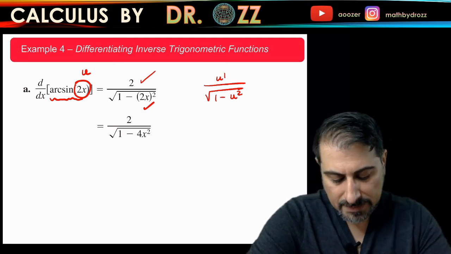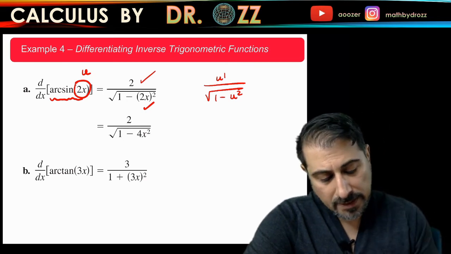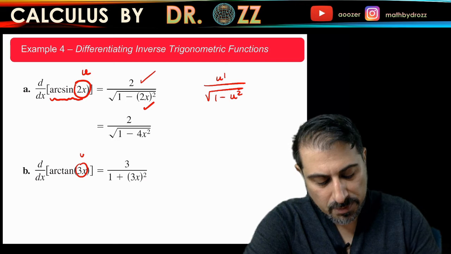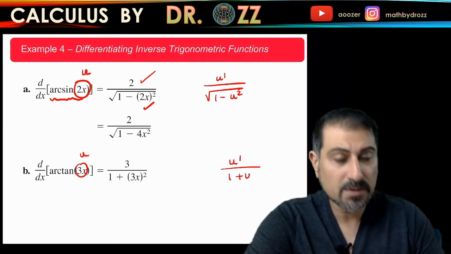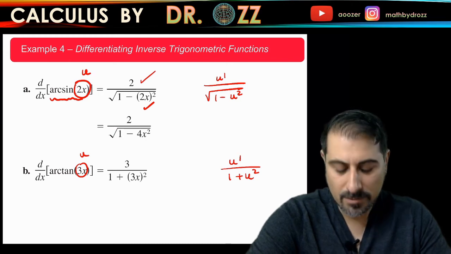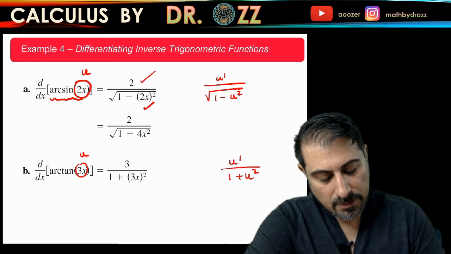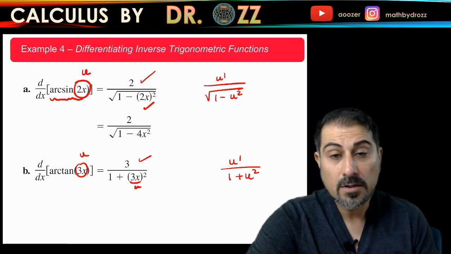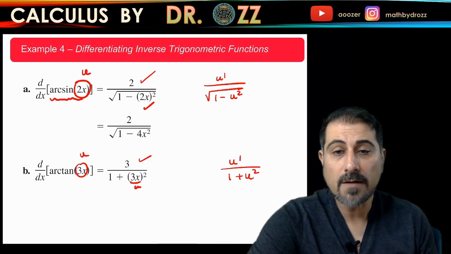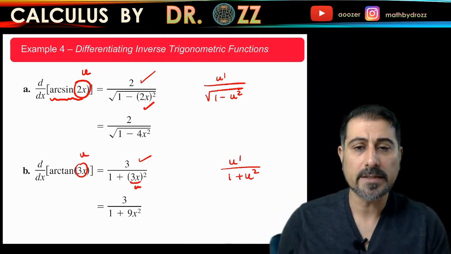Let's check out the next example. That's arc tangent 3x. And arc tangent u, calling this guy u, has the derivative u prime over 1 plus u squared. All you need to do is check u prime for u equals 3x, and that's 3. And we have u substituted here. So eventually we have 3 over 1 plus 9x squared.